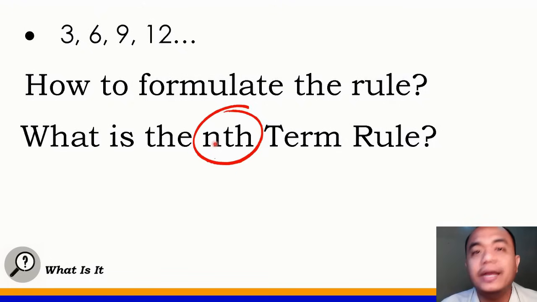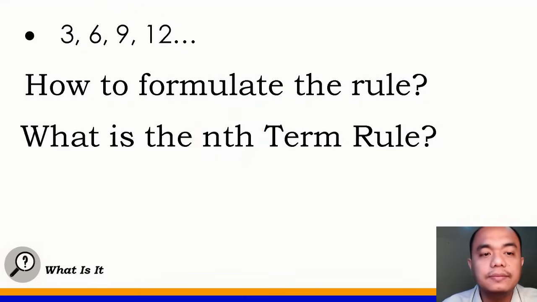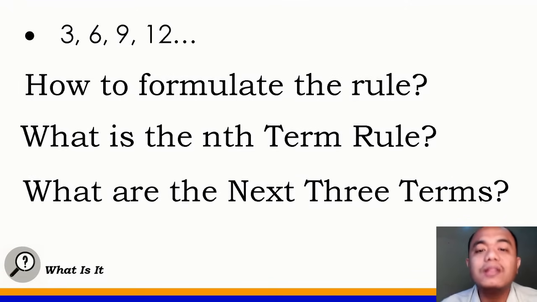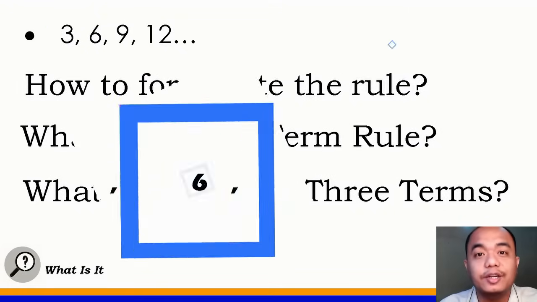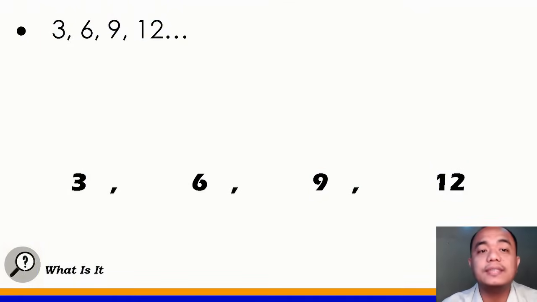I know medyo mahirap ang intindihin as of the moment. But later on, hopefully, magkaka-idea na kayo and it would be easy for you to find the succeeding numbers and in formulating the rule in a particular sequence. Ang ikatlong tanong na dapat nating sagutin is, what are the next 3 terms in the sequence? So ito yung mga tanong na nasasagutin natin in relation to our sequence 3, 6, 9, 12 later. Now let's have the sequence 3, 6, 9, and 12.